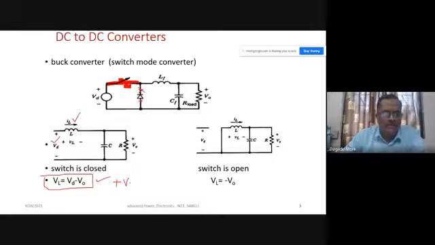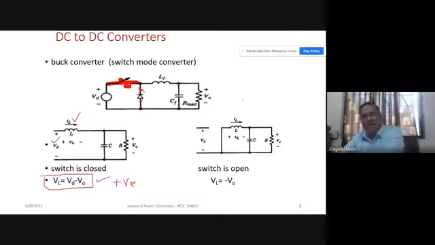We can call it as shown. Our VD is more as compared to VO. So the voltage across the inductor will be VD minus VO, the magnitude will be VD minus VO, and the polarity will be a positive voltage.